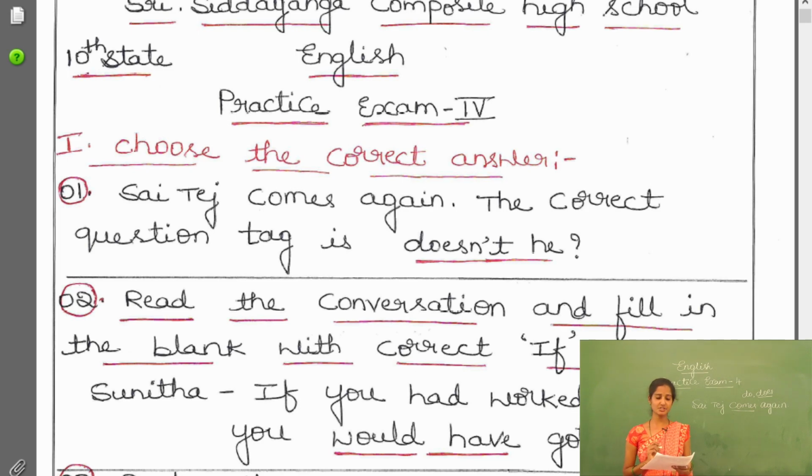Second question. Read the conversation and fill in the blank with the correct if clause. I have told you, if clause means you have to fill the word to complete that statement. Look at the conversation there. Sunita, if you had worked hard, you dash got first rank. So you have to observe what you have to use: would have, wouldn't have, would had, will have. And the answer is would have.